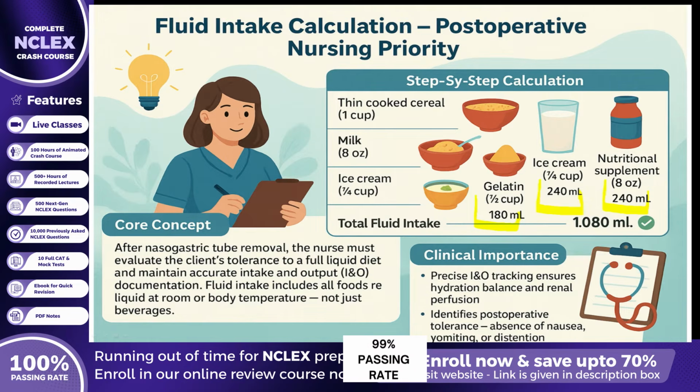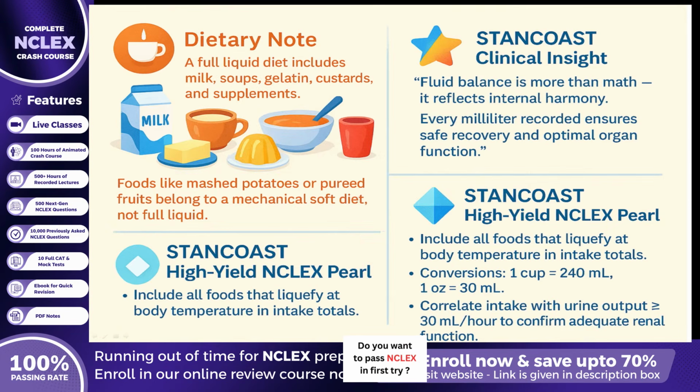Transitioning to another important consideration, remember that a full liquid diet includes all foods that are liquid at body temperature, such as milk, soups, gelatin, custards, and nutritional supplements. On the other hand, foods like mashed potatoes, pudding, or pureed fruits belong to the mechanical soft diet, not the full liquid category. Understanding these distinctions ensures safe dietary progression for post-operative clients.